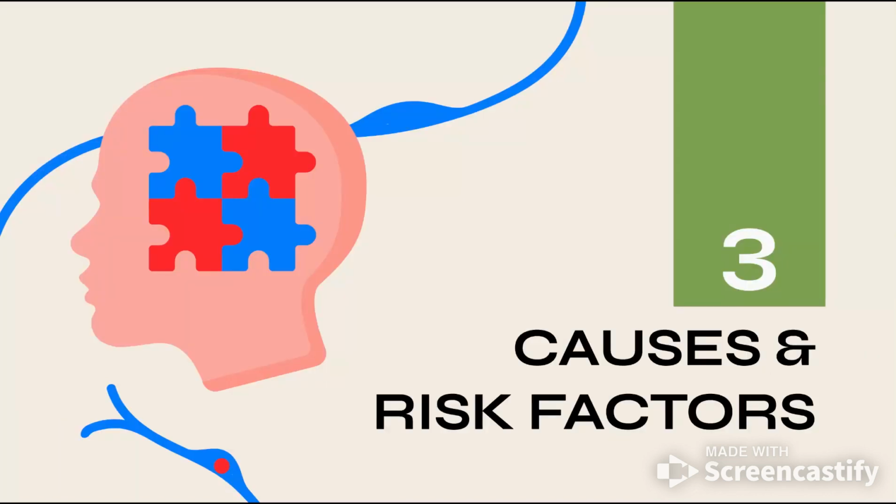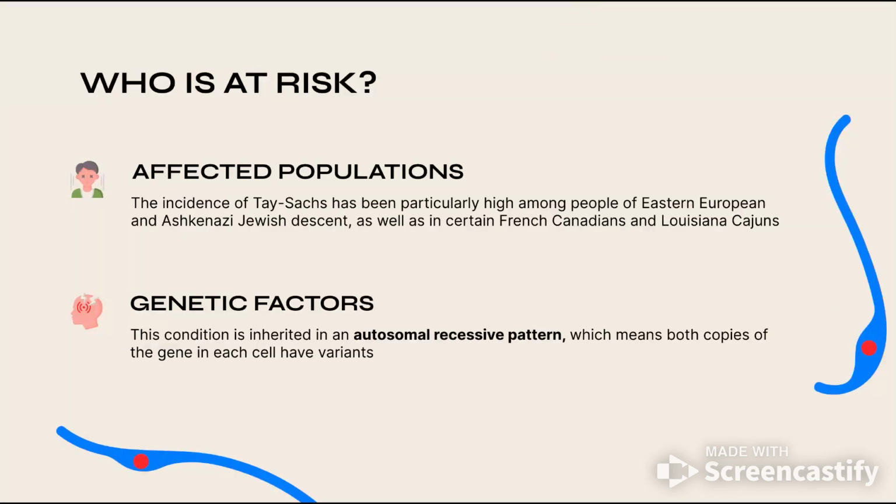Causes and risk factors. Tay-Sachs disease is very rare in the general population, but the genetic mutations that cause disease are more frequently found in people of Eastern and Central European Jewish heritage. However, increased education and genetic testing efforts in these communities have reduced the incidence of this condition.